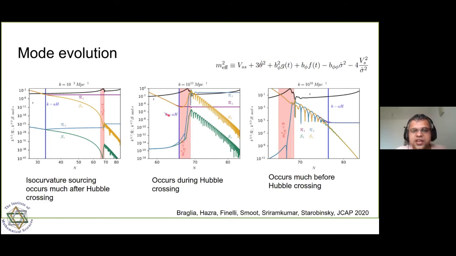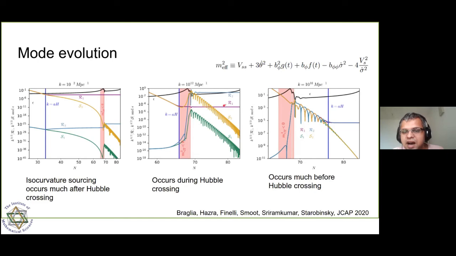For example, I'm trying to get a peak in the primordial power spectrum at around 10^12 megaparsec inverse. If I evolve the modes, we see that the isocurvature sourcing happens around this region, but the k values lower than this do not see this amplification. The amplification decays, and the modes afterwards get amplified but do not see the amplification in the resultant primordial power spectrum.